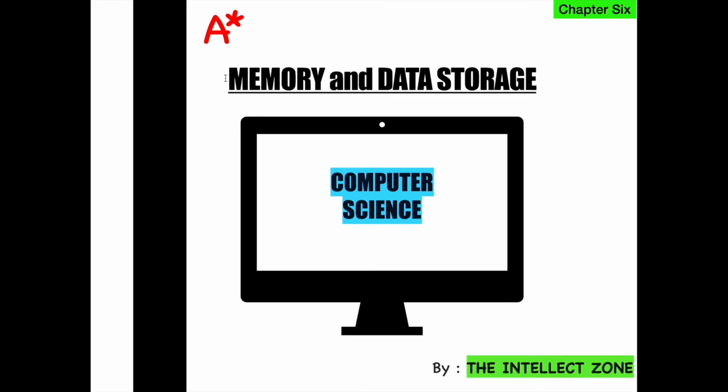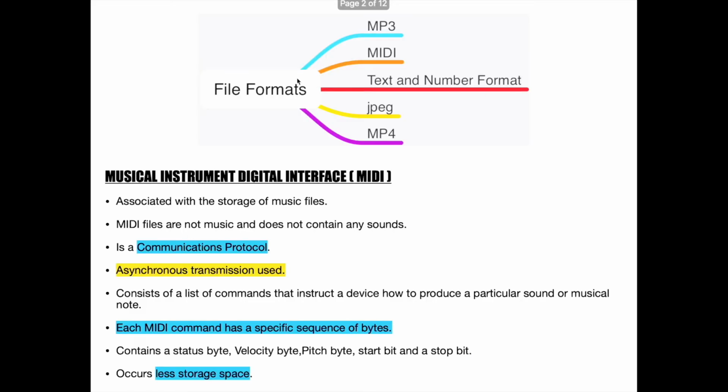The 6th chapter is named Memory and Data Storage. In this chapter we will be talking about file formats, memory, storage and many more. The diagram above presents all the file formats that we will be going through in this chapter. The first file format is the MIDI file format.